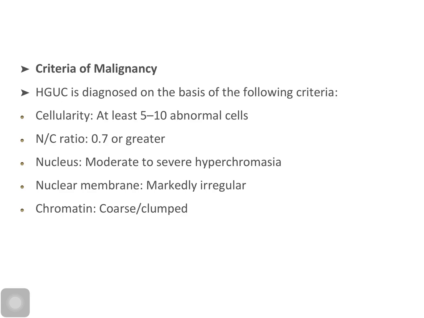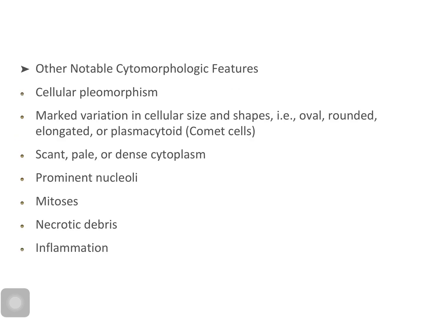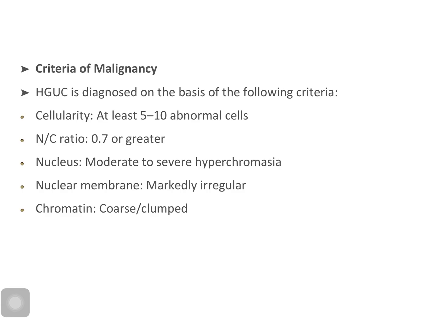The cellularity, at least 5 to 10 abnormal cells should be present. The nuclear to cytoplasmic ratio should be 0.7 or more. The nucleus should be hyperchromatic. There should be irregular nuclear membrane and coarse or clumped chromatin. These are the notable cytomorphologic features for a high-grade urothelial carcinoma. All these 5 criteria should be present.